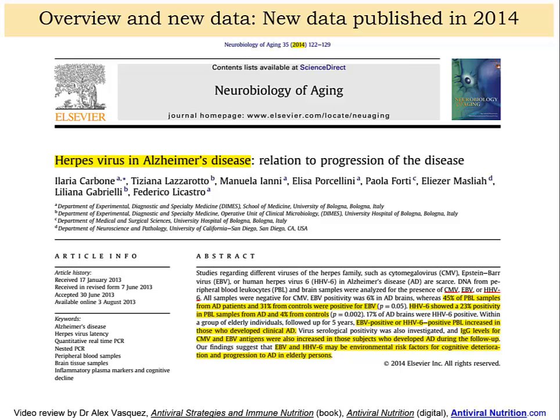Let's look at another article. This was published in Neurobiology of Aging, 2014. Herpes virus and Alzheimer's disease, relation to progression of the disease. Again, what we're seeing is the connection between these so-called latent viral infections and Alzheimer's dementia. And you'll notice that in this case, they didn't even test for herpes simplex virus. They tested for cytomegalovirus, Epstein-Barr virus, and human herpes virus type 6, all of which are within the family of these latent neurotropic herpes viruses.